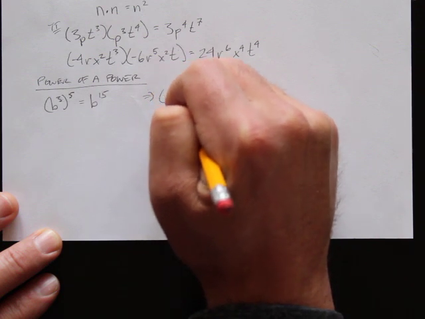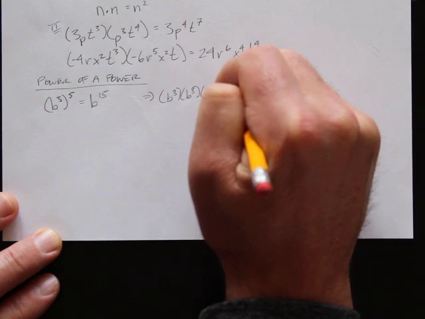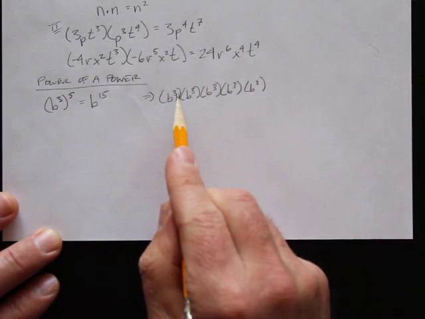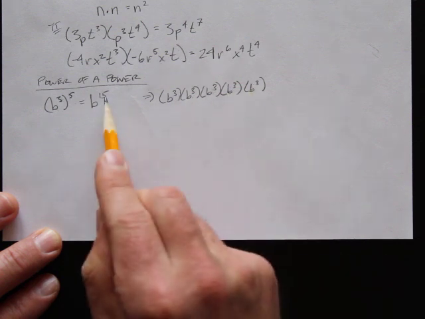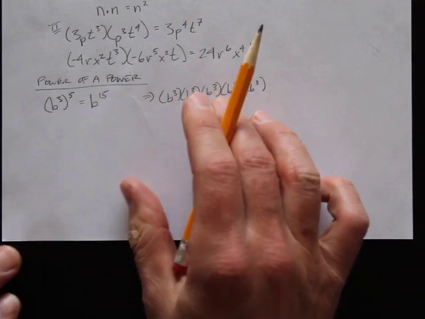b to the third times b to the third times b to the third times b to the third, 1, 2, 3, 4, times b to the third. And so when I add all these up together, then I get 15. So that's what's happening here when I go power of power.